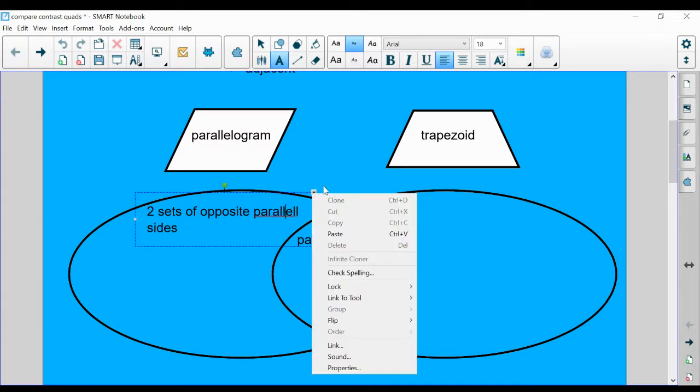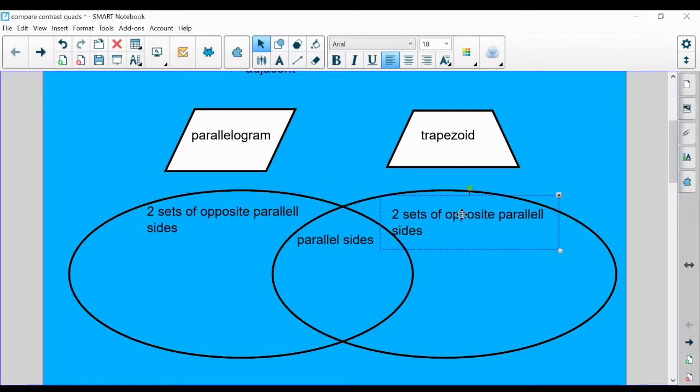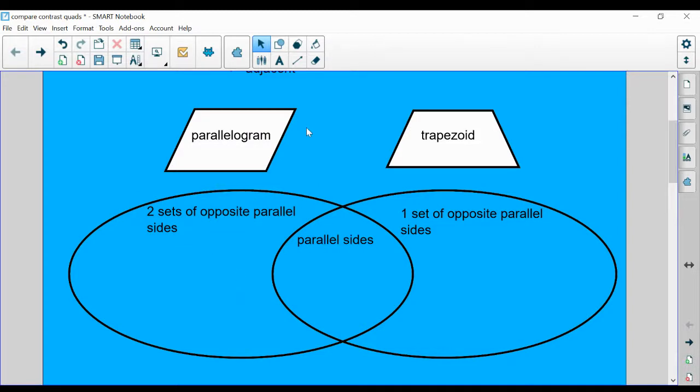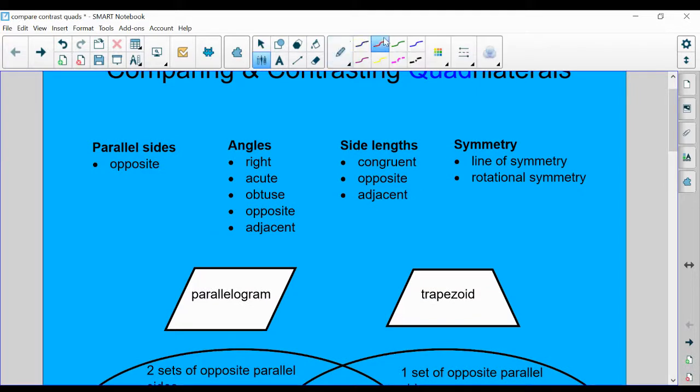And then I could just kind of clone. Well, let's do this. I want to clone it because that usually makes it go faster. And the trapezoid has one set of opposite parallel sides. I spelled parallel with two L's at the end, why did I do that? There we go. Okay. Next, so that was the P in PASS. So I'm going to take my marker and check it off.